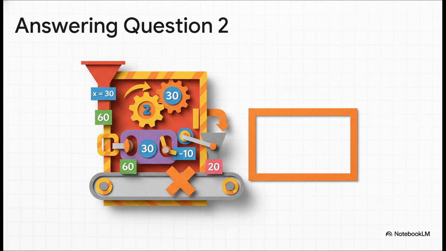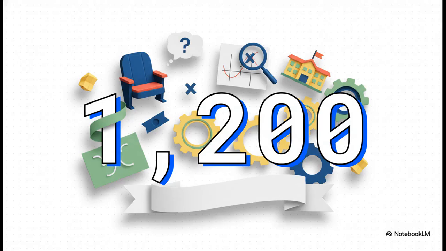The second question asked for the total seats after the change. Remember our expression for that? It was 2x times x minus 10. All we do now is plug in the value for x that we found. So we plug in 30. That gives us 2 times 30, which is 60. And we multiply that by 30 minus 10, which is 20. And what is 60 times 20? It's 1,200. So the total number of seats in the new arrangement is 1,200. And just like that, we've answered both questions.